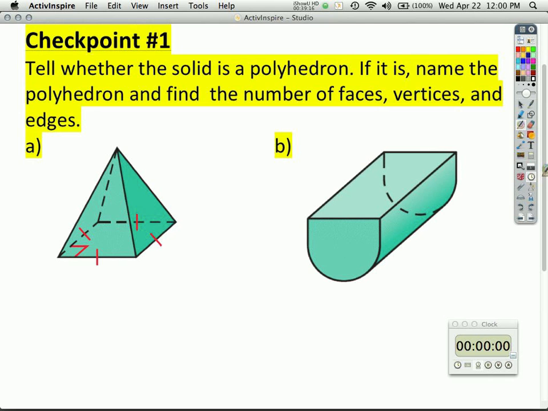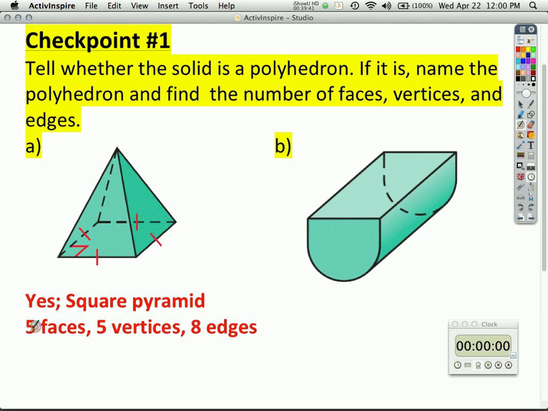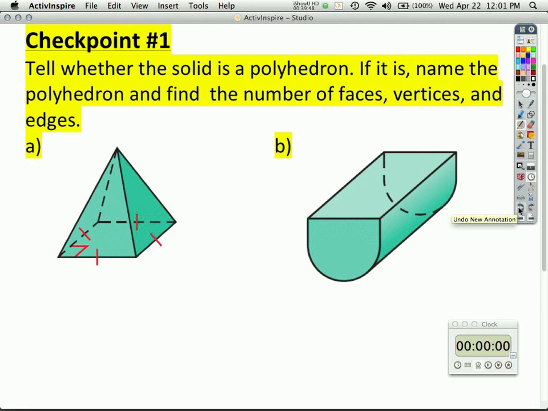This time we will go question by question. Part A, what did you put? Student number 20 and then student number 5. Okay, student number 5, what did you say? Yes, the polyhedron is a square pyramid and has 5 faces, 5 vertices, and 8 edges. So, yes, it's a square pyramid, 5 faces, 5 vertices, and 8 edges. Sorry about that.